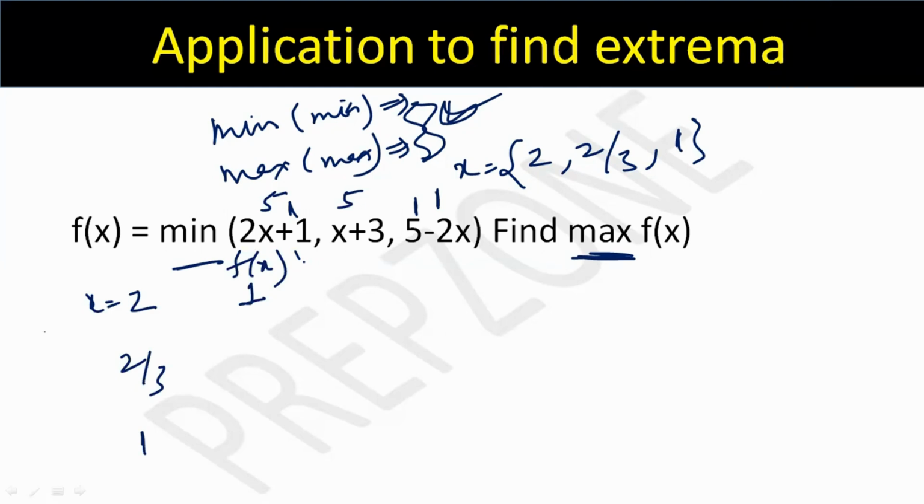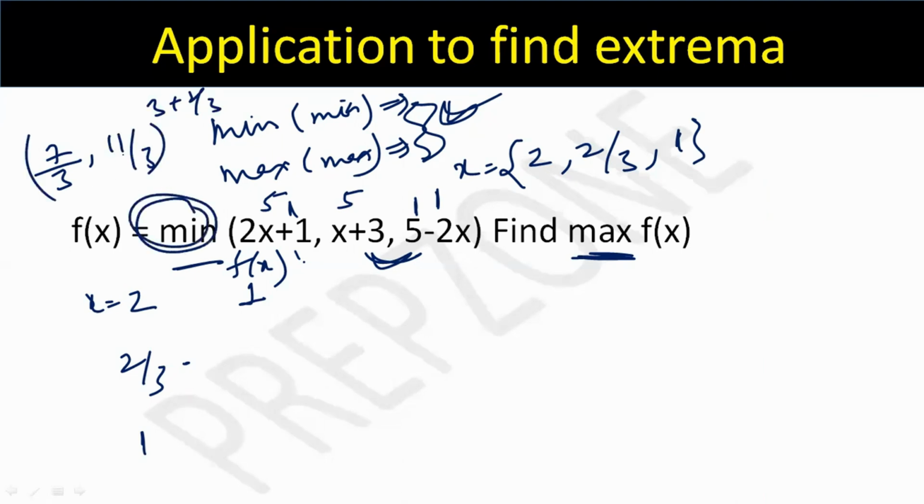So f(x) is 1. Now when x is 2 by 3, you get it when you equate these two. So this is 4 by 3 plus 1, which is 7 by 3, and 3 plus 2 by 3, which is 9 plus 2, 11 by 3. You take the minimum of these because f(x) is the minimum of these. So the minimum will be 7 by 3. Now when x is 1, the values are 3, 4, 3. Its minimum will be 3.